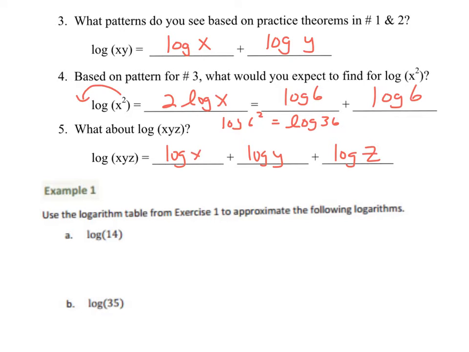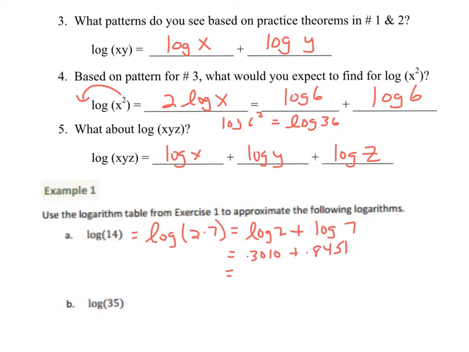I've got log of 14 here. How can I break that up? Well, that's the log of what? 2 times 7. So all you're doing is the log of 2 plus the log of 7. And if I do the math, you go look in your tables there, you got 0.3010 plus 0.8451.